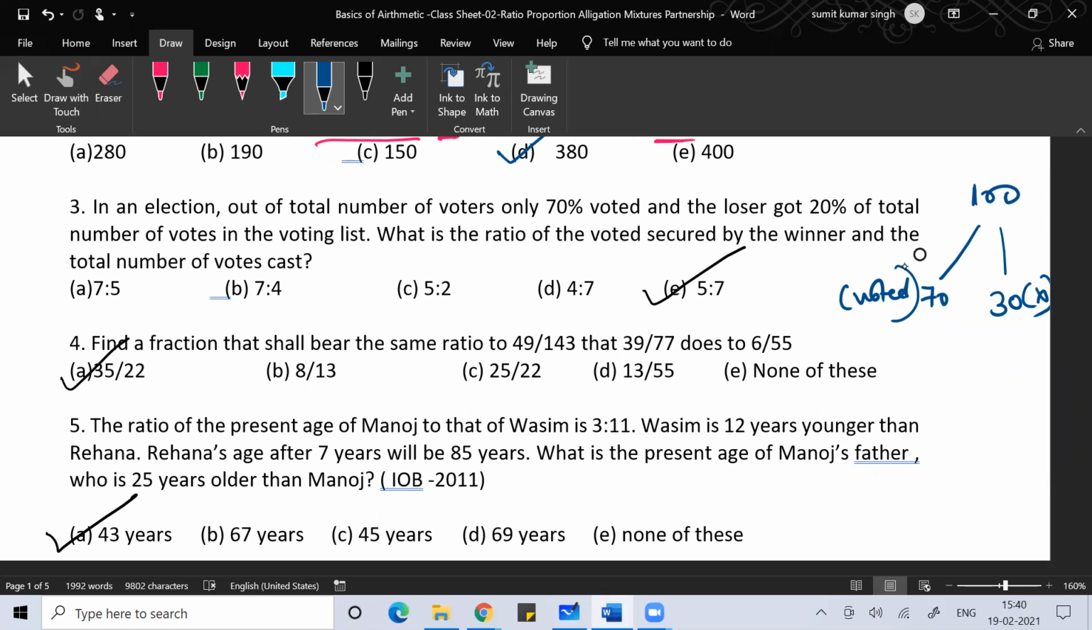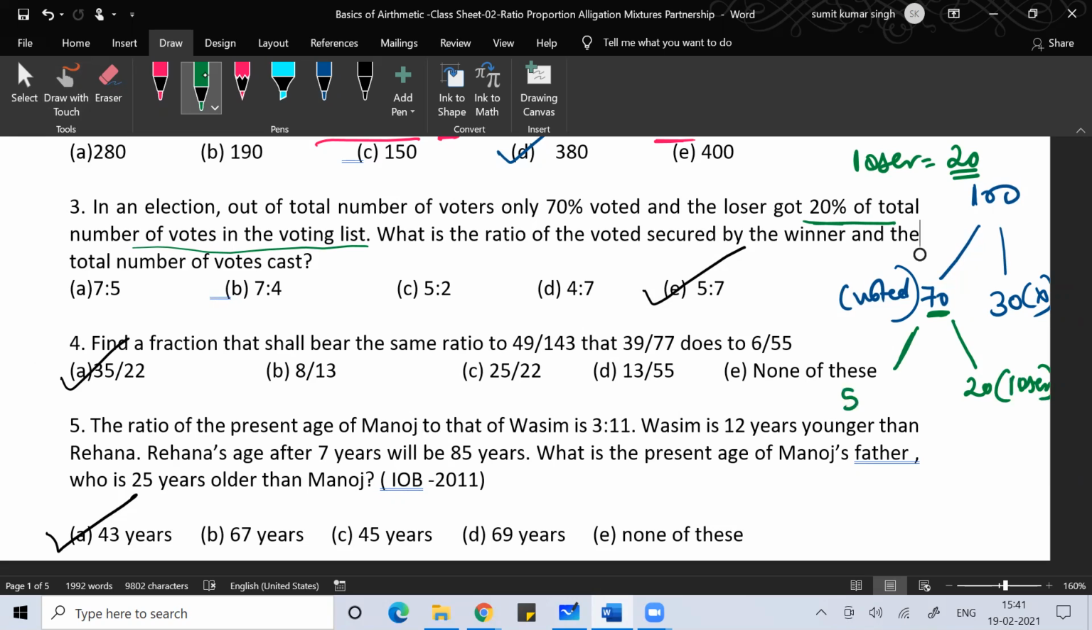And the loser got 20% of the total number of votes in the voting list. So 70% of the people have voted, and the loser got 20% of 100, which means the loser got 20 votes. So 70 people have voted and the loser has got 20 votes.